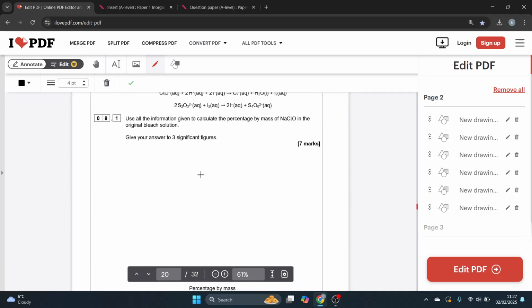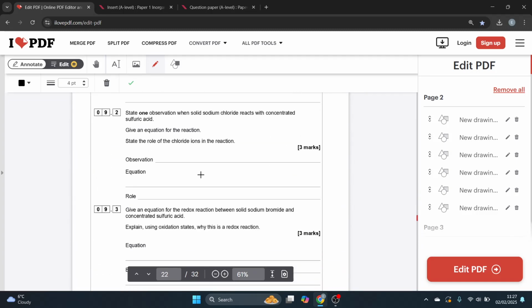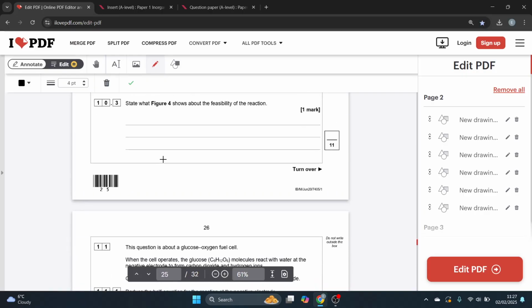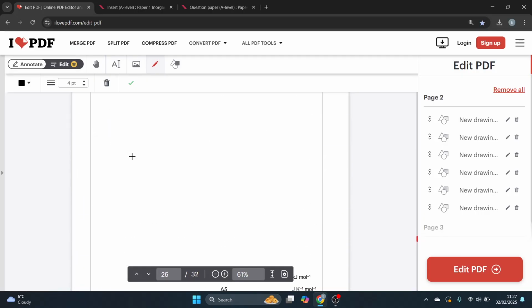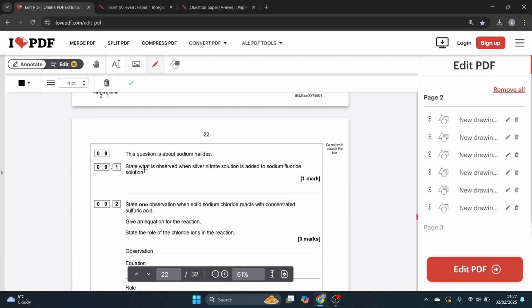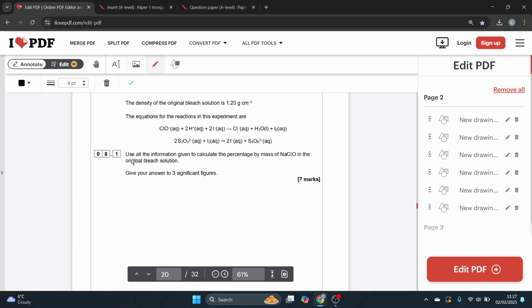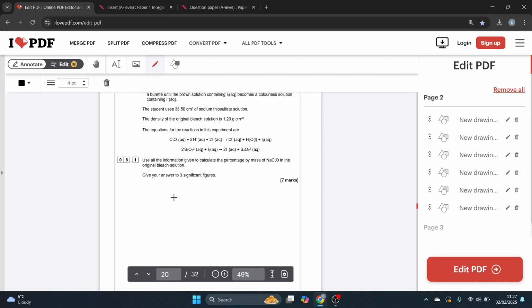Question 8, question 9, question 10, and question 11, which I don't think I can do, but question 8. Use all the information, calculate percentage by mass of NaClO in the original bleach solution. Give your answers to 3 significant figures.